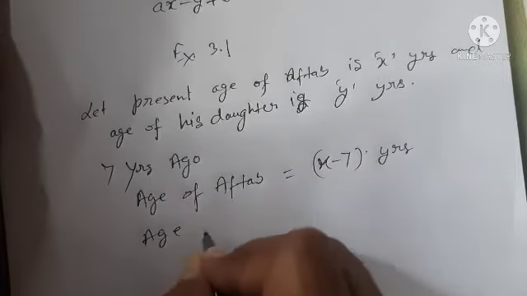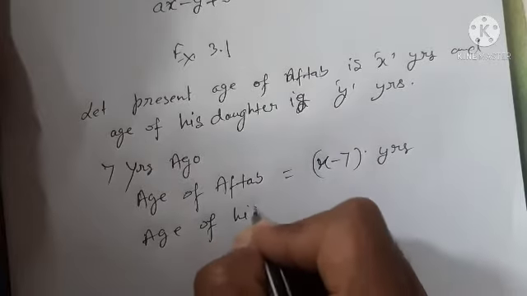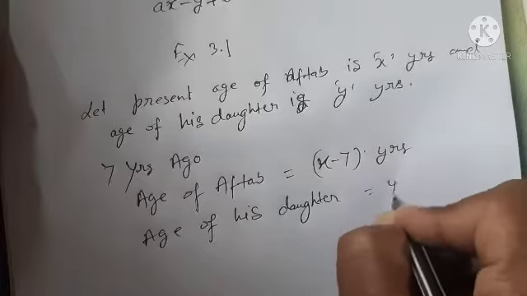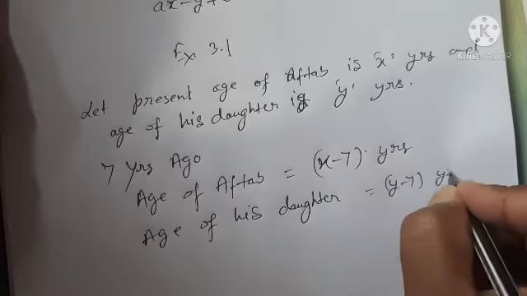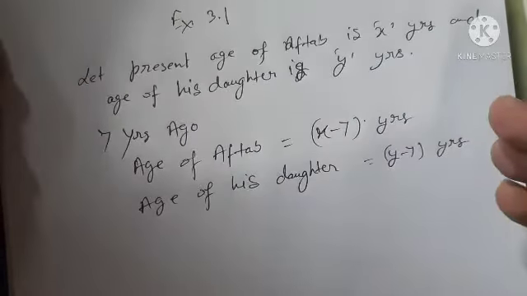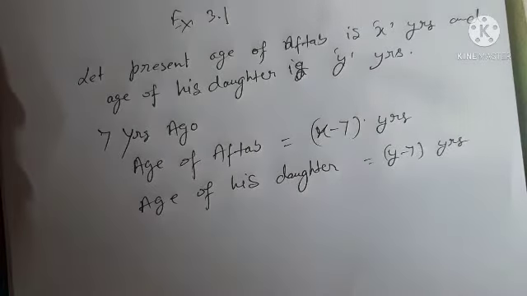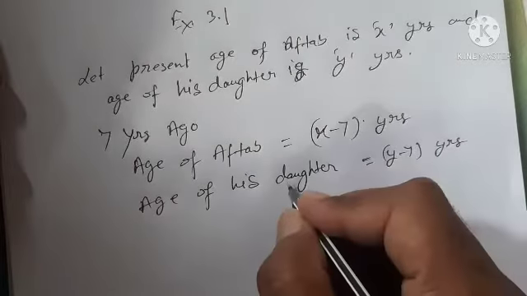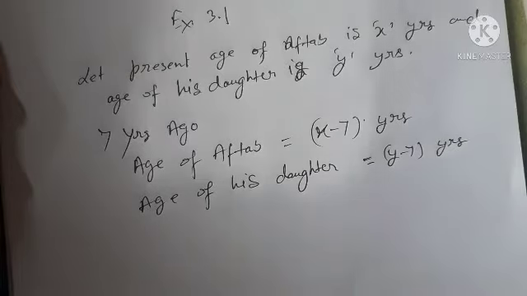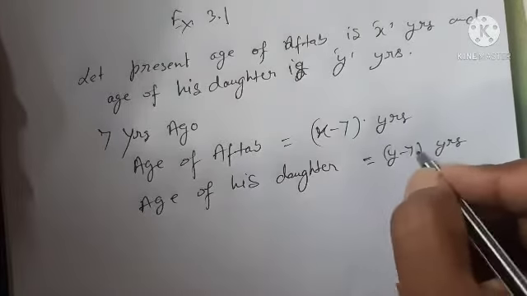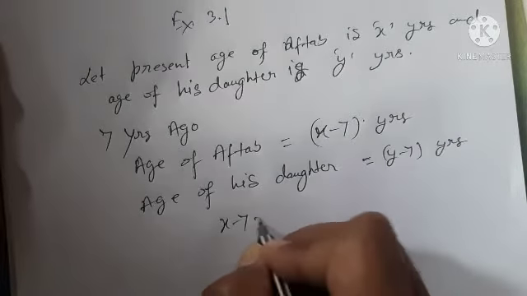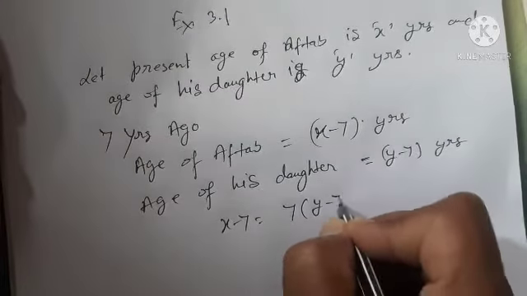Age of his daughter is equal to y minus 7. Very obvious. Now what he further says, that 7 years ago I was 7 times as old. It means that 7 years ago, 7 times the age of the daughter was the age of Aftab. So if we take 7 times the daughter's age, we get Aftab's age. So x minus 7 is equal to what? 7 times y minus 7.